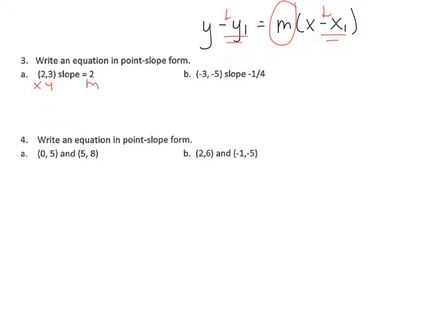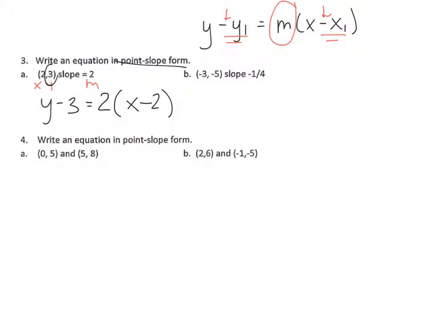So I'm going to start out with y. Now this is a positive 3, so I'm going to change it to negative 3 because over here it's opposite. Same with the x, it's opposite. So it's y minus 3 equals the slope, which is 2, parentheses x. Remember, it's opposite, minus 2. That's in point-slope form.